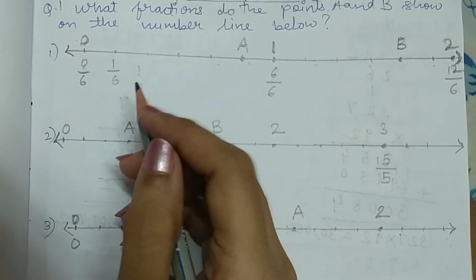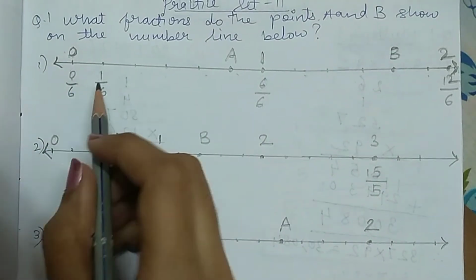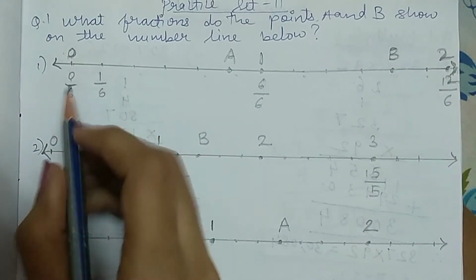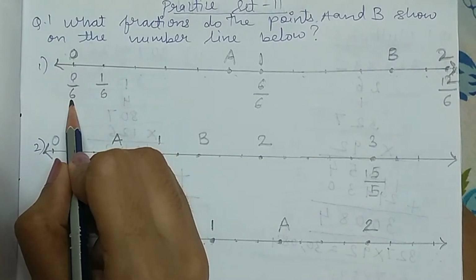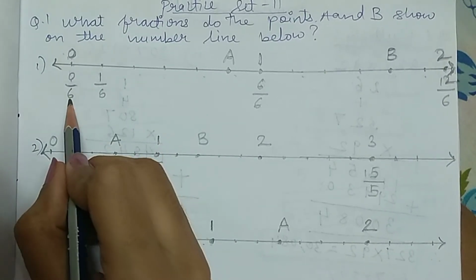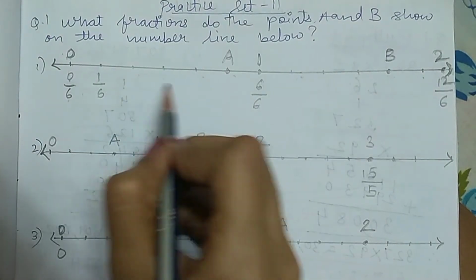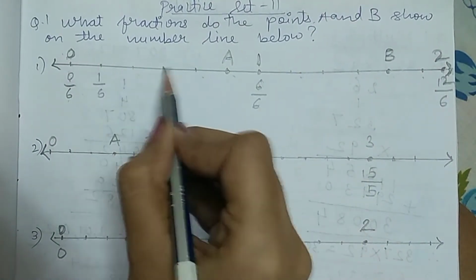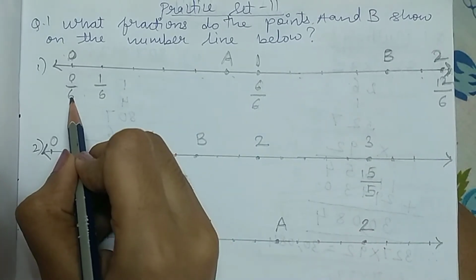Okay, now let's start. Whenever we start with a number line, we always have to start with 0. Now here in the denominator we have to see how many parts it has been divided into. From 0 to 1, how many parts has it been divided into? So here it says 6.